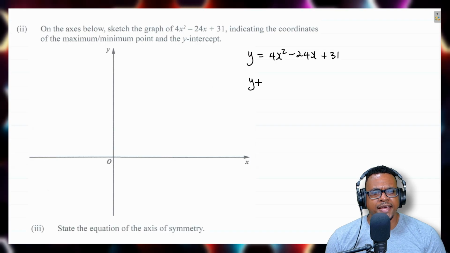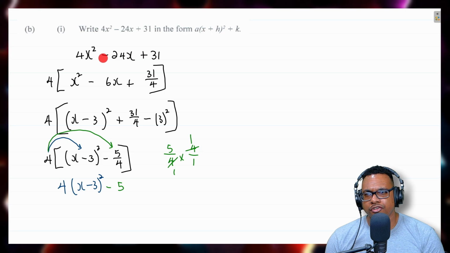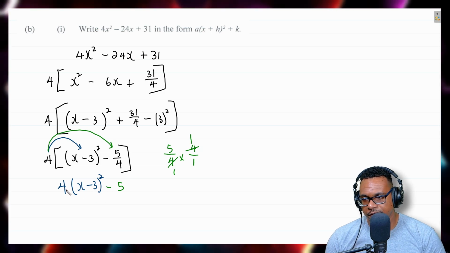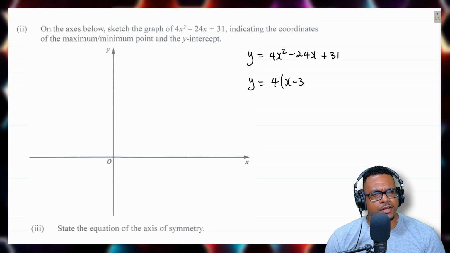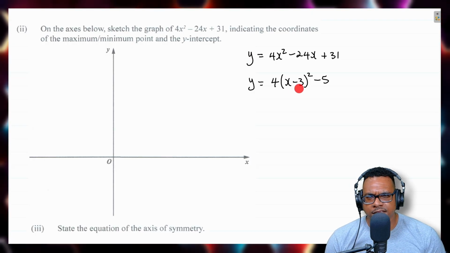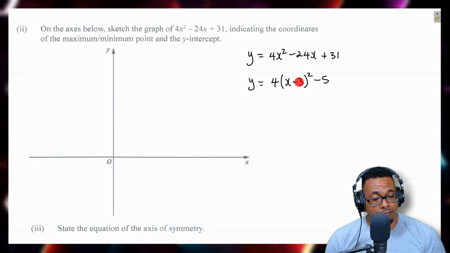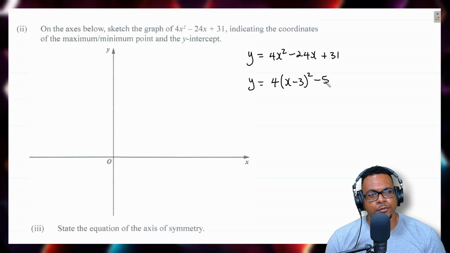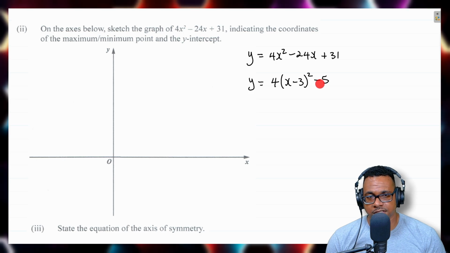So now I'm going to recall my answer from part 1, which is here. I wrote this quadratic in this form, so I'm going to write that back. 4 times x take away 3 in brackets squared, take away 5. And the important thing about this form is that for the turning point, you just have to change the sign on this number here. And this negative 5 outside here will be the y component of your turning point. So this here will be the x component, change the sign on it, so you get positive 3. And this number outside here will be the y component of your turning point.